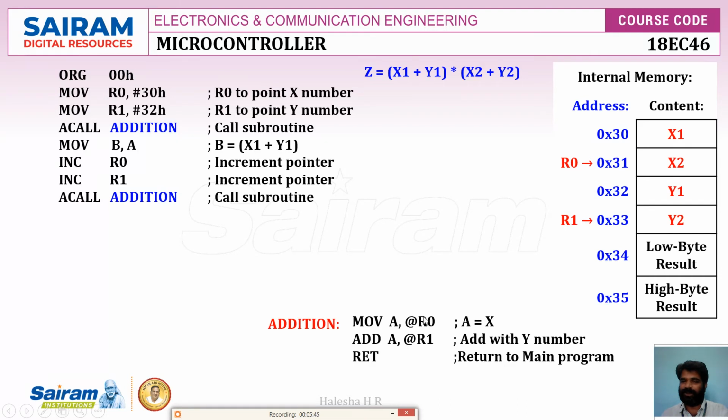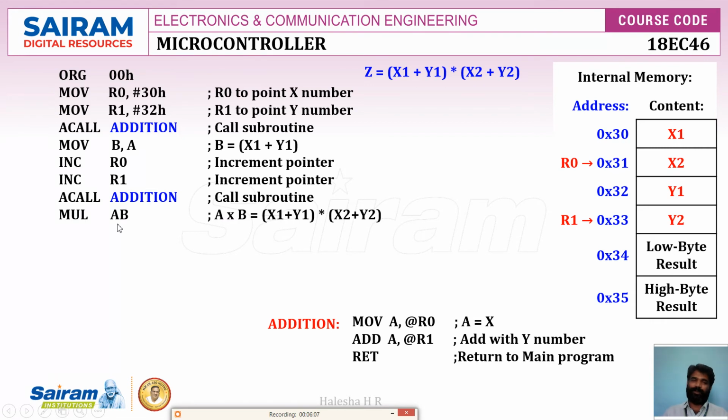Again it comes here. Now R0 is pointing to X2, which is copied to A. Then the next instruction, ADD A comma @R1. R1 is pointing to Y2. So it performs X2 plus Y2, and the result will be in A. Then it returns to the main program.